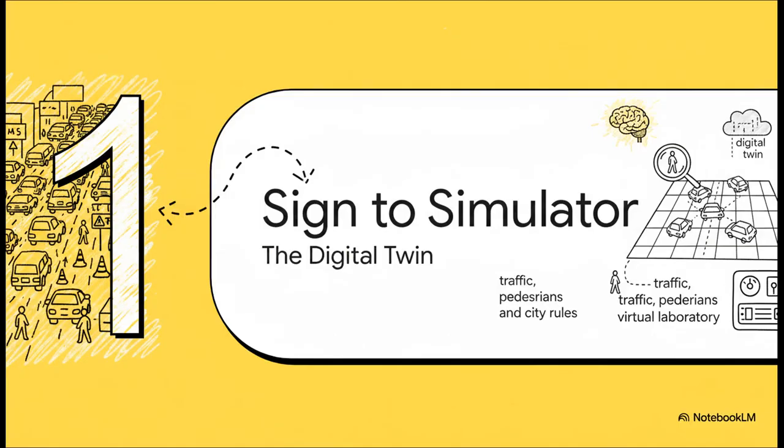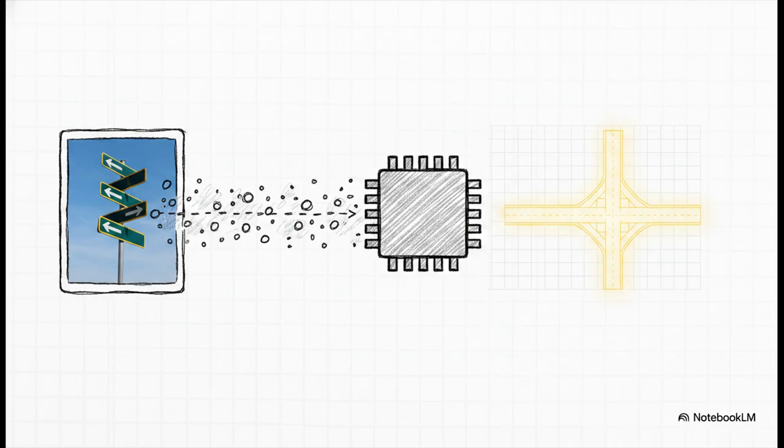So the big question is, how do you get from that real-world mess to a super high-tech solution? Well, you build what's called its digital twin. Just think of it like creating a virtual lab, a place where you can mess around with traffic, pedestrians, all the city rules, and not cause a single real-world traffic jam. Pretty cool. And that's really the heart of it.